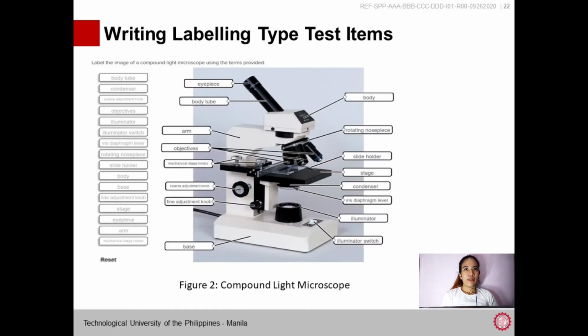So for the last example, we do have here a picture of a compound light microscope, and it has a list of words at the left side, the parts of the compound light microscope, and there's also a rectangular box and an arrow pointing out where it is located. So this is an example of a labeling type of test. Mostly this is the structure of the diagram we see in our tests, and as you can see, there are no extra words, but sometimes teachers put extra words for the students to think truly if that is the right answer or not.